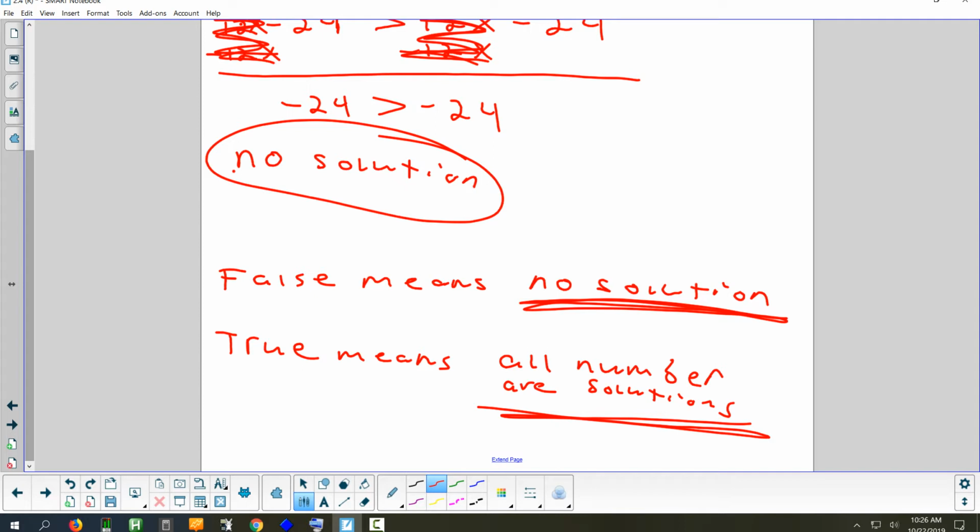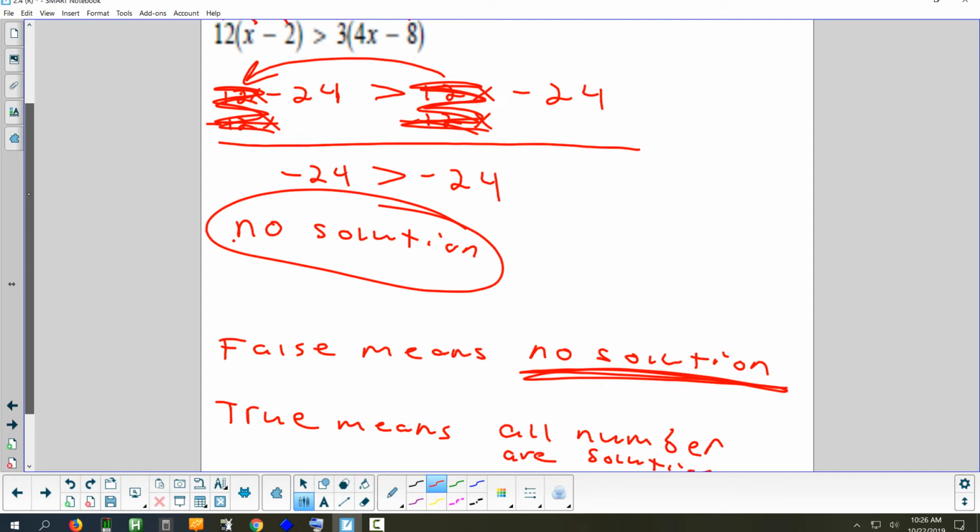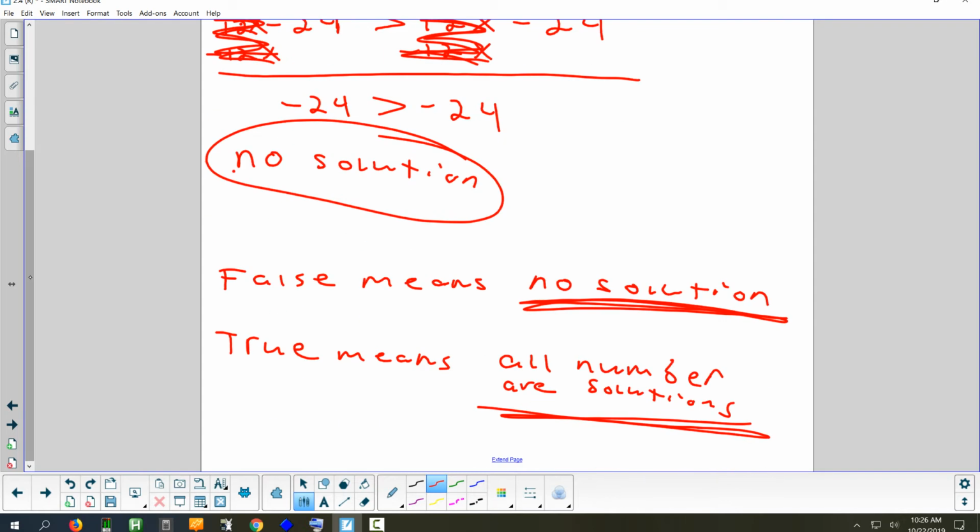Yep. So remember, these only happen when all your letters disappear. So this is very special. This isn't going to happen a lot. Might happen on one problem on the test, maybe two. But most of the problems are going to be just like examples 1 through 4. Okay.